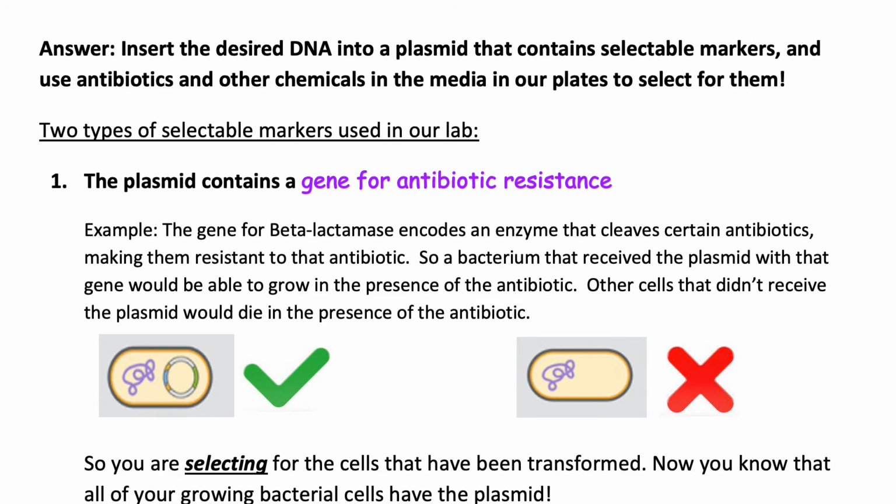So, for example, the gene for beta-lactamase encodes an enzyme that cleaves certain antibiotics, and that makes them resistant to that antibiotic. So a bacterium that received the plasmid with that gene would be able to grow in the presence of the antibiotic. And the other cells that didn't receive the plasmid would die in the presence of the antibiotic. So if you're growing your cells on a plate that contains antibiotics, you're selecting for the cells that have been transformed. So now you know that all of your growing bacterial cells do have the plasmid.